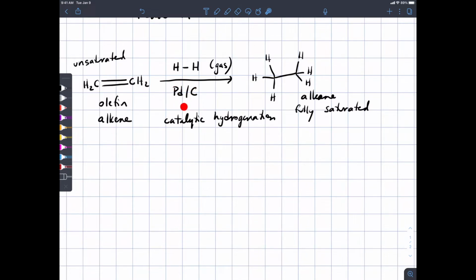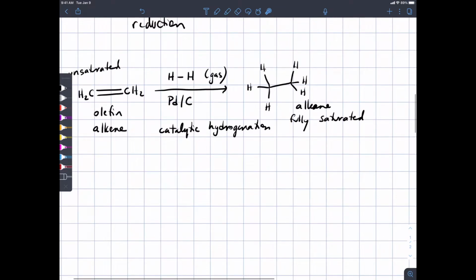The slash indicates that we have ground up palladium metal into little bits and immobilized it on charcoal, which is just carbon. You buy this in a bottle, and it's a more stable form of palladium metal. So you have microscopic bits of metal that are immobilized on a charcoal surface.